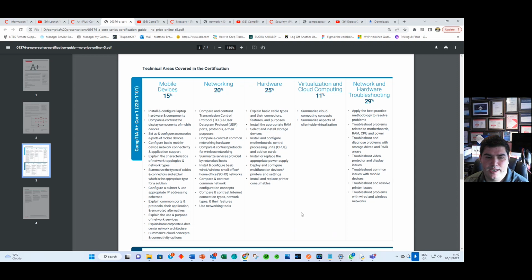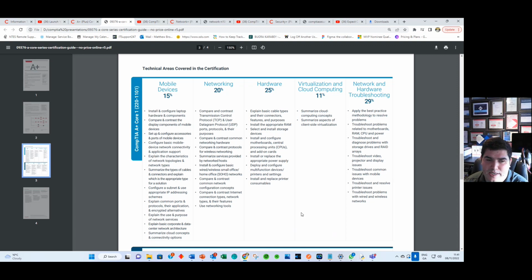You're also going to have to look at subnetting, your class C addresses. You're also going to look at the common ports and protocols. You're going to have to be able to identify those. You're going to be looking at how corporate data is stored as well. So networking, which is your 20% mark, you're going to be looking at the likes of TCP and UDP.